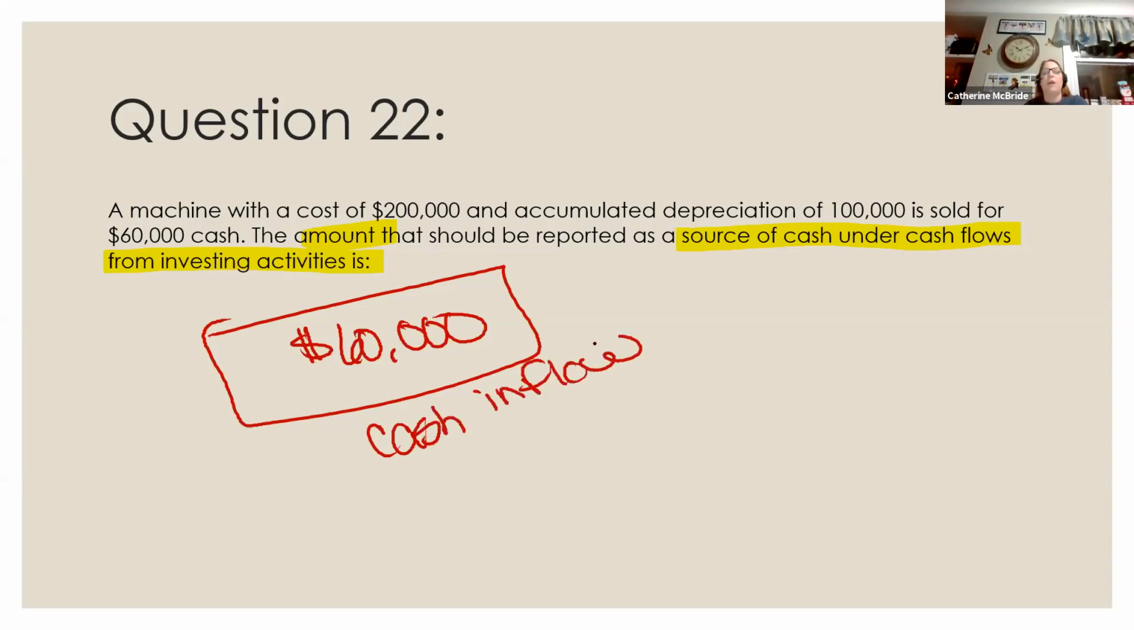You have to know that on the cash flow statement, only cash goes there. If I buy a $1 million building and I pay $100,000 down, the only thing that's going to go on the face of the cash flow statement is the $100,000 down.